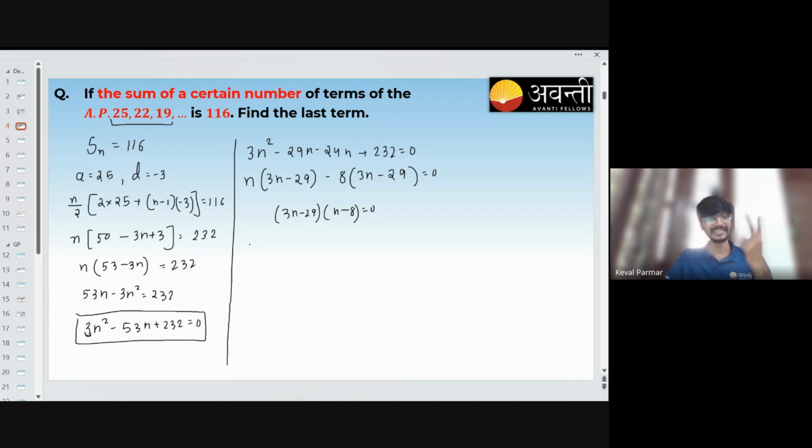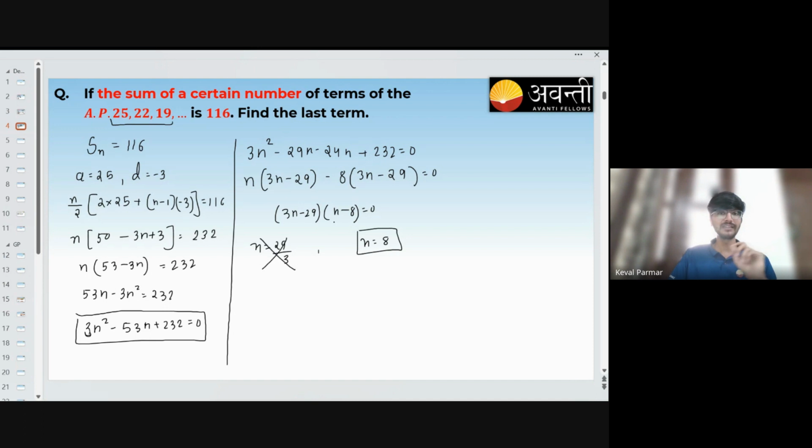So from here, how many values of n did I get? 2. First value is 29 by 3 and second value is 8. Now please remember, what is the meaning of n? n is the number of terms. Now in an AP, if n is the number of terms, then n cannot be a fraction. How can the number of terms be 29 by 3? n has to be a whole number. So my n is equal to 8.